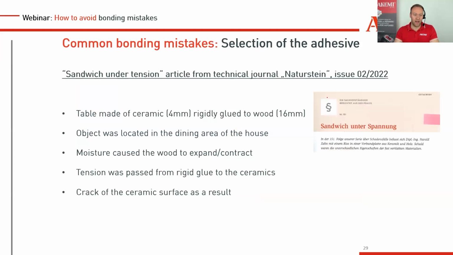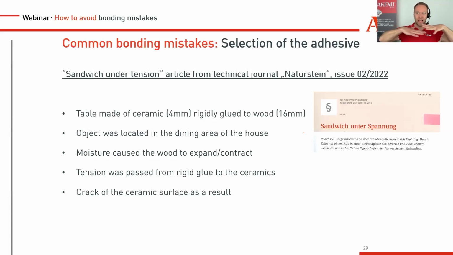There was also an article in a technical journal in Germany, called Naturstein, published February last year. It was about a sandwich under tension. So what happened? They made a table of 4 millimeter ceramic, and they rigidly glued it to a 16 millimeter wooden board. It was interior, so there was not a problem with heat.